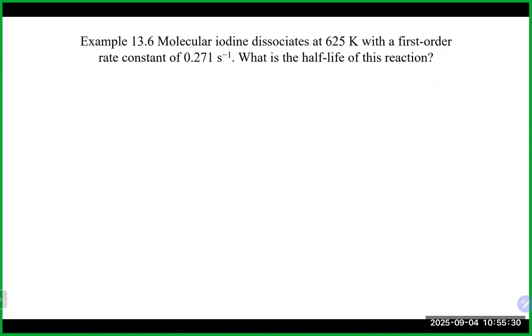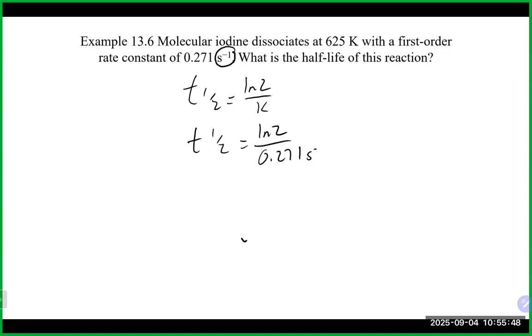So what is the half-life? Obviously here, we have the rate constant. So once again, by seeing that for our rate constant, that should direct us to our half-life equation for our first order reaction. And really in this case, we just got to pop it in there. So natural log of 2 over 0.271 reciprocal seconds, and putting that in there, that's going to give us about 2.56 seconds as the half-life.